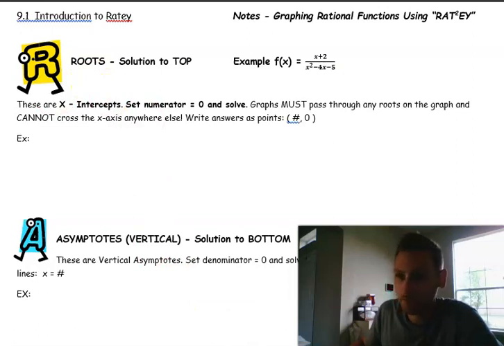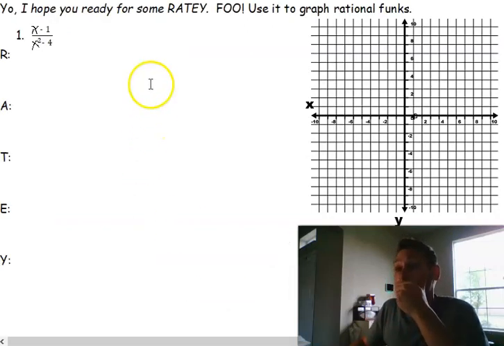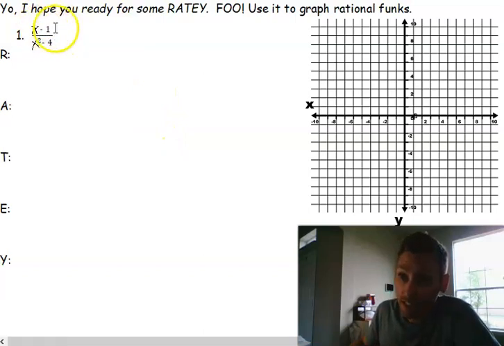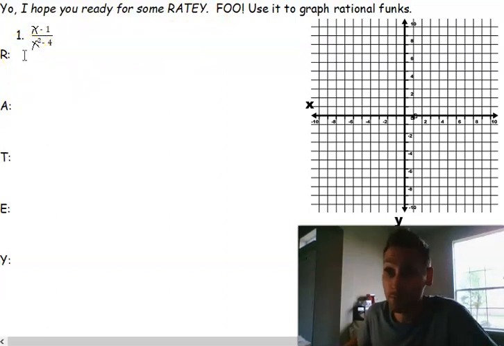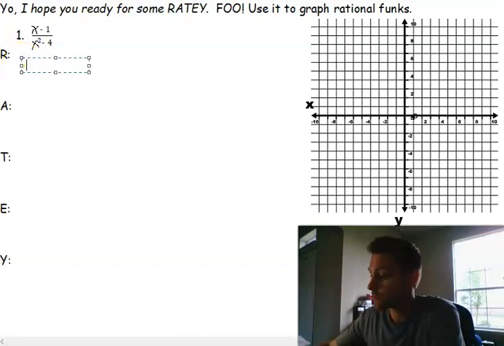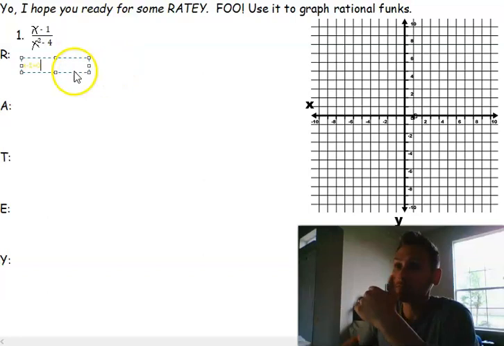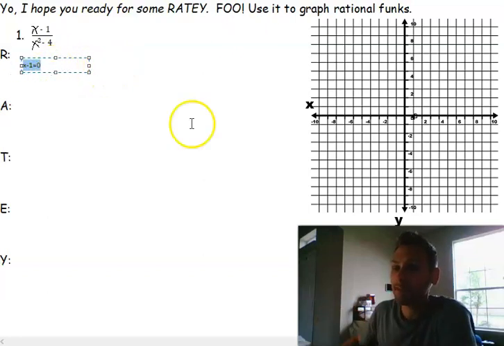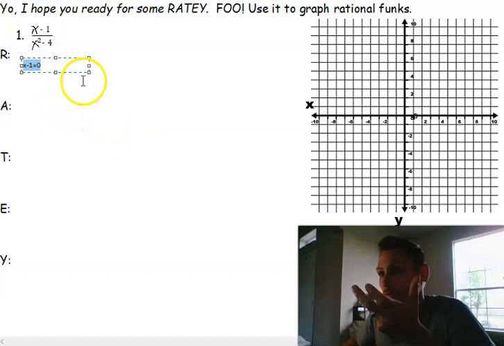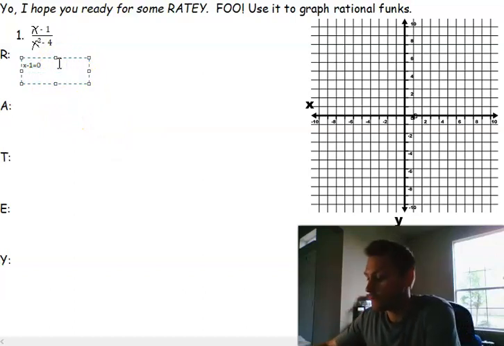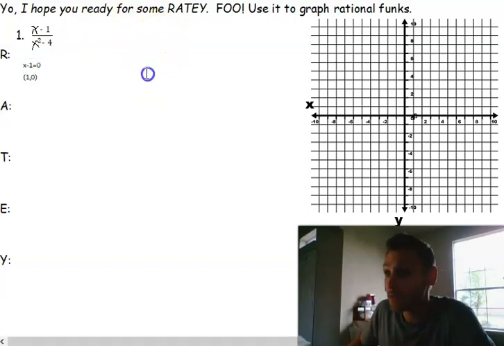Let's jump into an example. So here's our ratio of polynomials. We have a linear on the top and a quadratic on the bottom. And for R, you need to find the roots. It's what makes the top 0. So when you set x minus 1 equal to 0, you would just add 1 over, and you'd get an answer of 1 comma 0. So that's where your 1 root is. It's going to be at 1, 0. Let's draw that one right there. Okay.